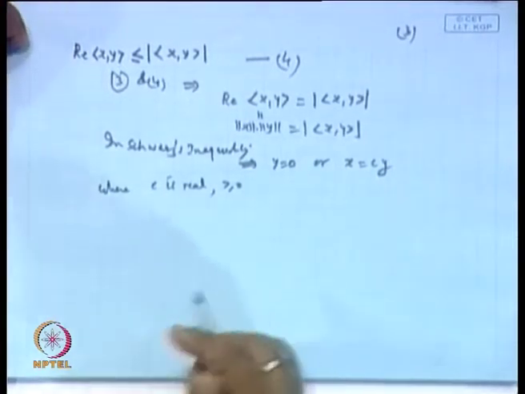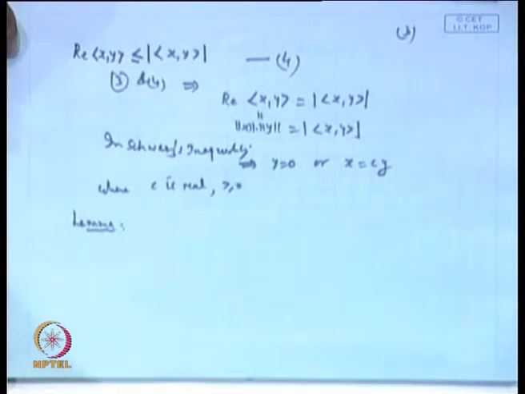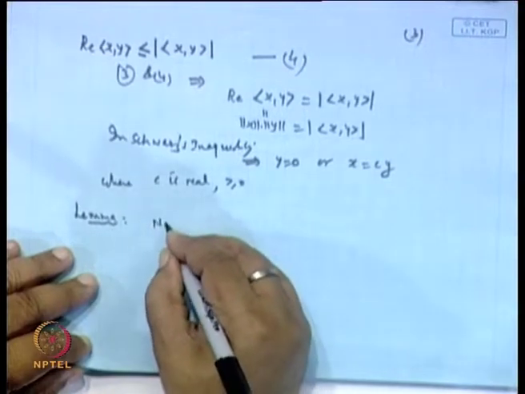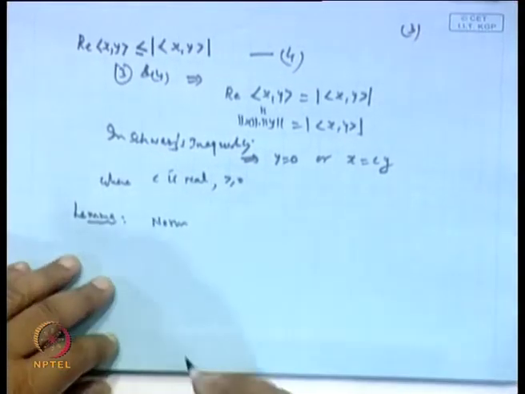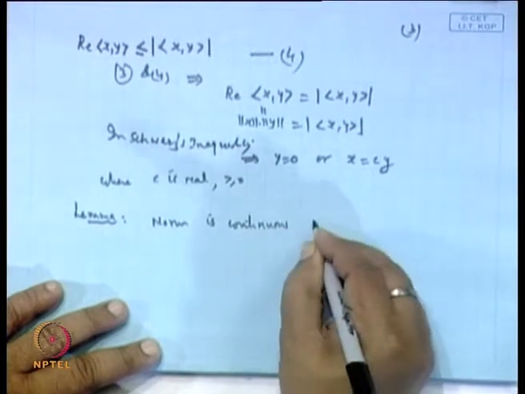Now, there is another lemma which shows the inner product is a continuous function. Just like the norm, we have seen that the norm is a continuous function. How did you prove this thing?